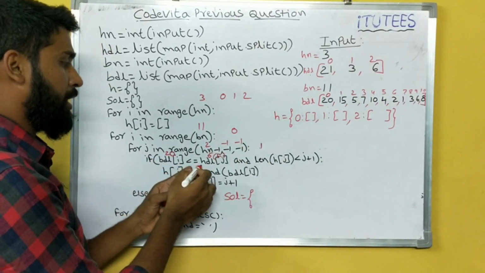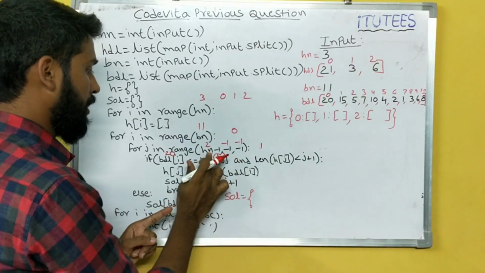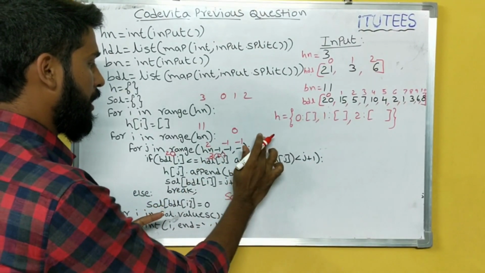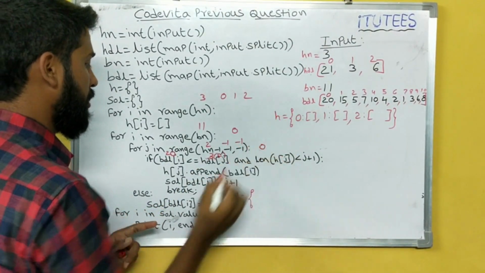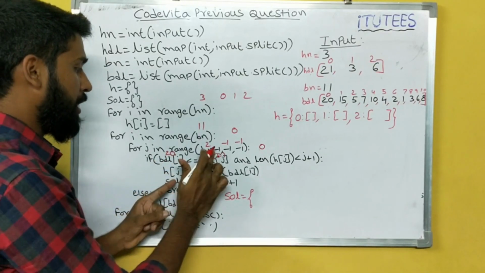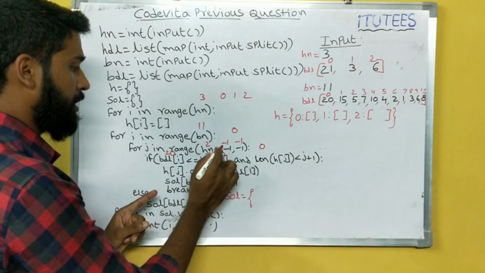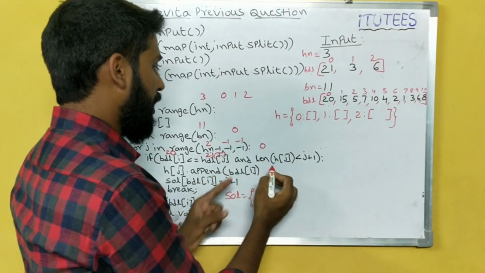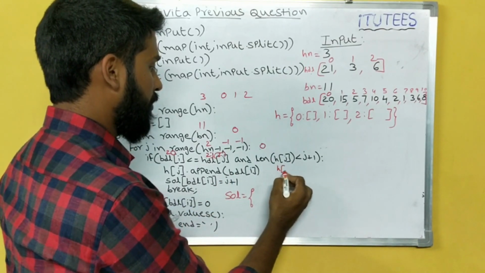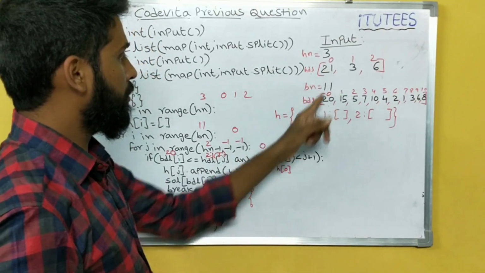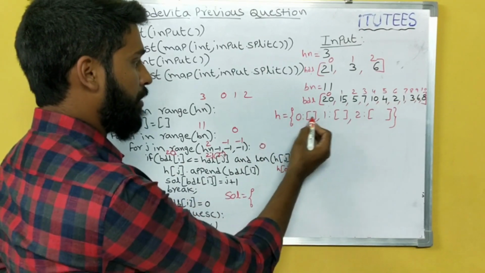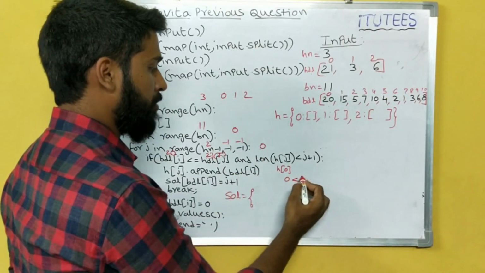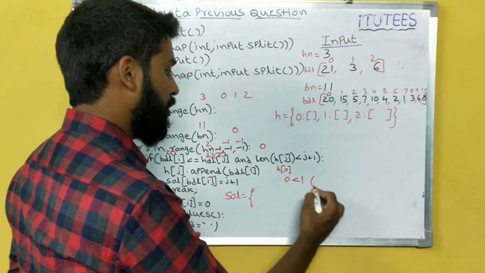Now 20 less than or equals HDL of 1, 3. 20 less than 3, false. Again j is decremented by 1 and it becomes 0. 20 less than or equals 21. Yes, it is true. So we go to check another condition: and length of H of j. What is the j value? H of 0. What is the H of 0? This is the H of 0. What is the length of H of 0? 0. Less than, what is the j value? 0. 0 plus 1 means 1. 0 less than 1, true.